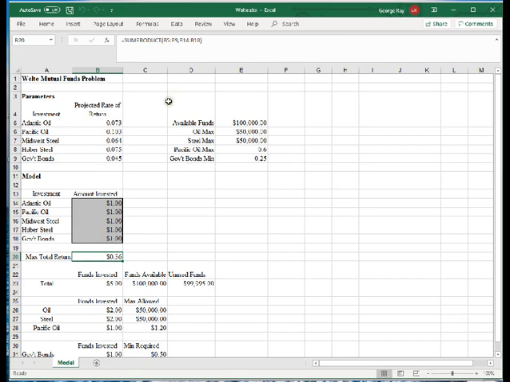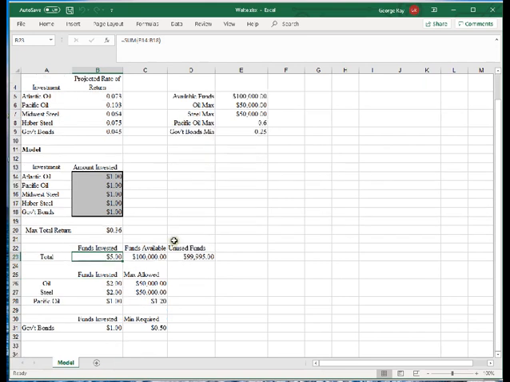This is what we want to maximize. This is our objective function. So this gray area is our decision variables, and the total max return is our objective function. We get that by multiplying the quantities for each one of the investments times the rate of return for each one of the investments. Additionally, we have some constraints. So total funds invested right now, $1 in each of the 5, is $5. We only have $100,000 available. So we do satisfy that constraint.